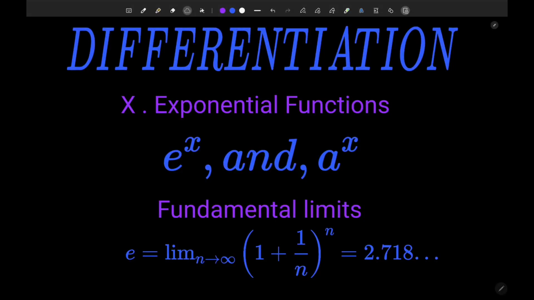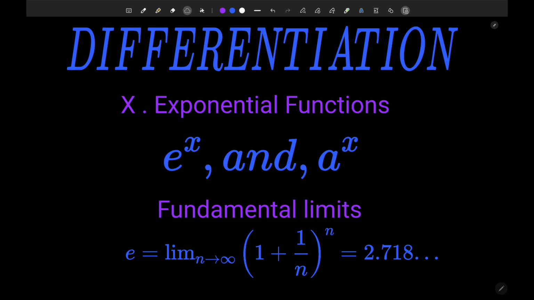Today we will differentiate exponential functions. First, we'll prove that the derivative of e to the x is e to the x itself. Then we'll generalize to a to the x, where a is any positive constant. Finally, we'll apply the chain rule to more complicated exponential functions.